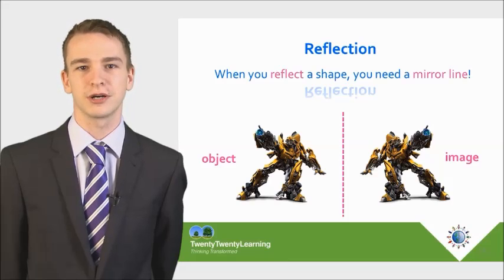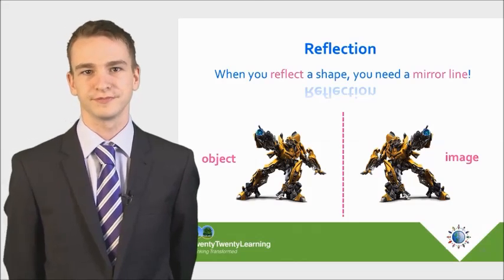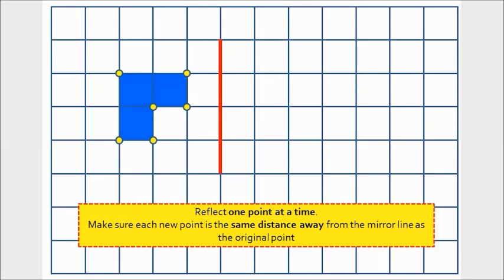Now let's go through an example on the screen. So on the screen here, we have a blue shape that we need to reflect in the vertical mirror line, indicated in red. Now when we reflect a shape, we should reflect one point at a time. And we need to ensure that each new point is the same distance away from the mirror line as the original point. So first of all, let's look at the top right point on the original shape.